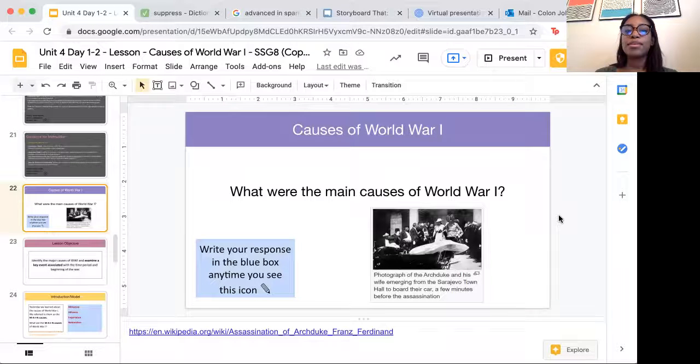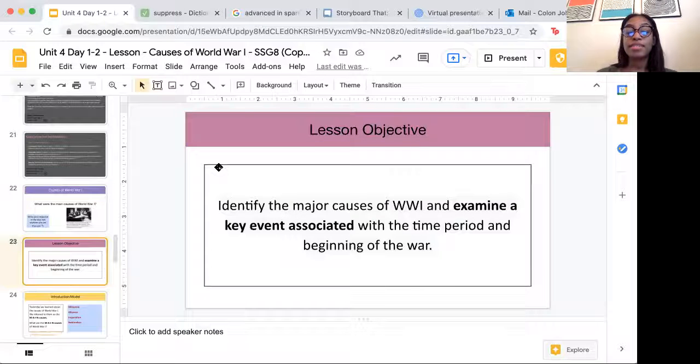Today, we're going to be focusing on Unit 4, Day 2, Causes of World War I. And our focus question here is, what were the main causes of World War I? Our lesson objective is to identify the major causes of World War I and examine a key event associated with the time period and the beginning of the war. In this case, the war that we're talking about is World War I.